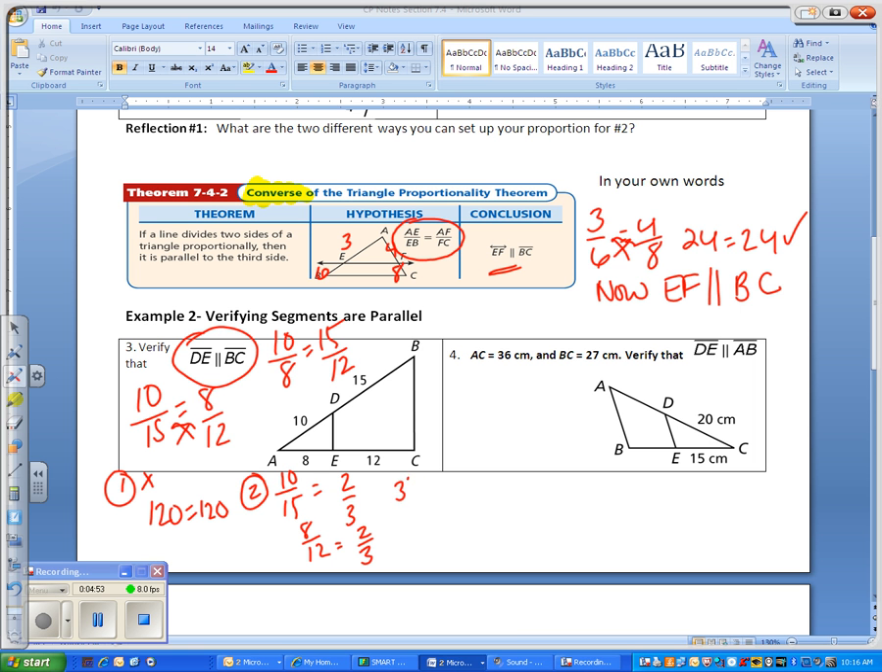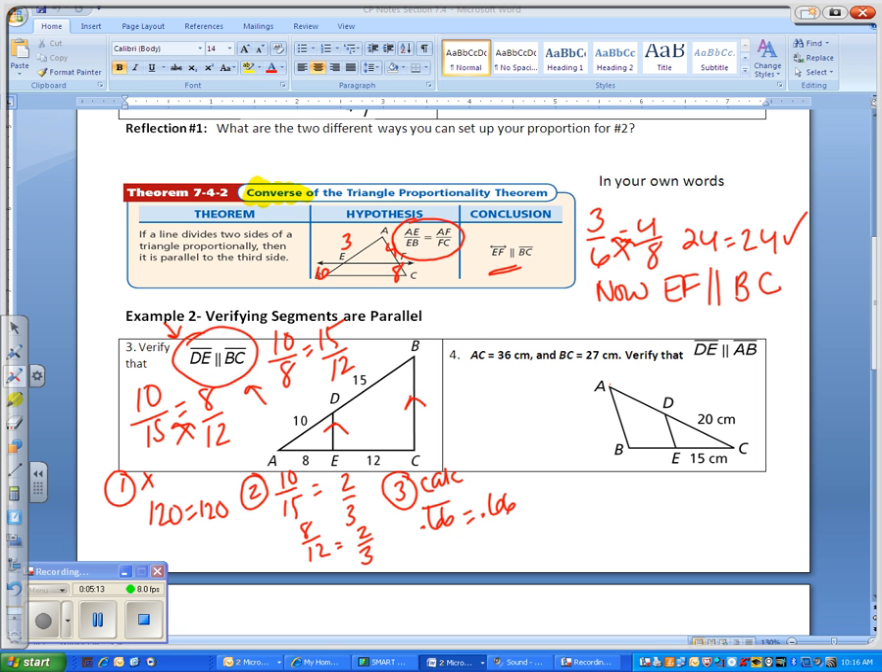The third thing you could do is just plug it into your calculator and you'll get a decimal. So if I get 0.66 repeating equals 0.66 repeating, you can do either one of these three things. If the numbers are the same in any of them, then we know that the lines are going to be parallel. All right, so same thing for number 4.